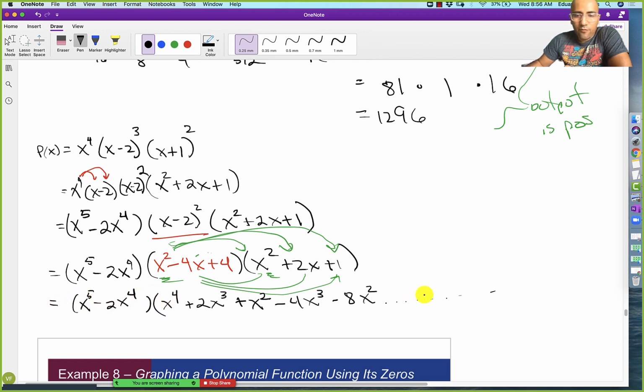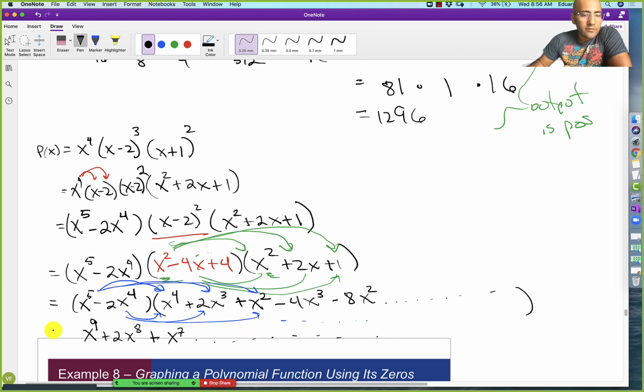So when I FOIL this guy out, again, I'll have to multiply this times this, and this times that, and this times that over there, and then later this times this, and so on. But as I begin that FOILing process, the biggest term is going to come by doing this one times that one. So it'll end up being x to the 9th, and then plus 2x to the 8th, plus x to the 7th, and so on.